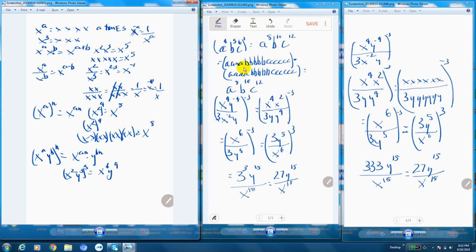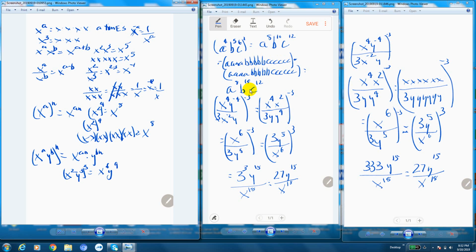B to the 5th: 5 b's times 5 b's is 1, 2, 3, 4, 5, 6, 7, 8, 9, 10. That's b to the 10th. C: you have 6 c's here and 6 c's here, so of course you have 12 c's. That's how you get it. Notice you get the same answer.